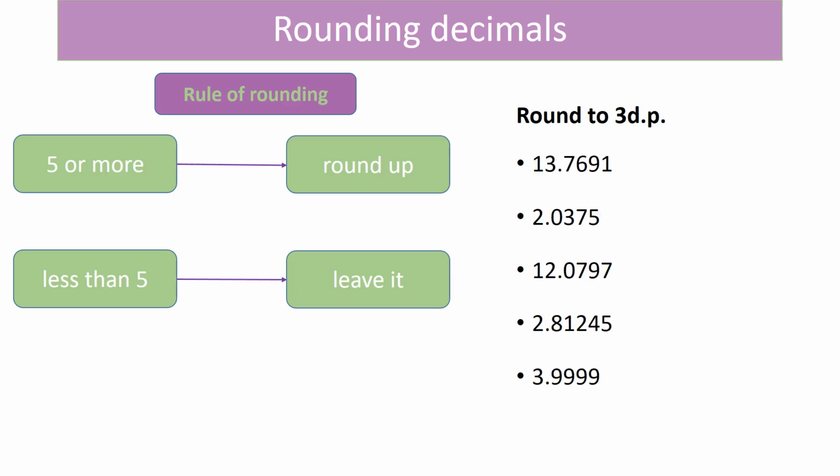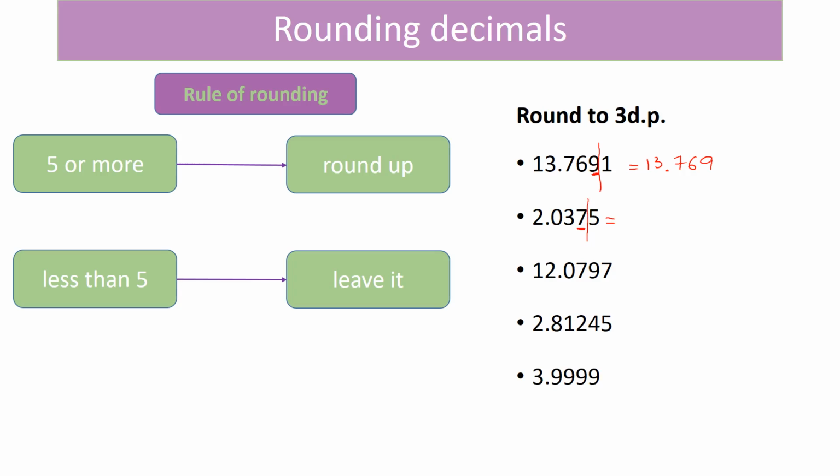And now we're going to look at rounding to 3 decimal places. So we need to count. So we've got 9, which is your third decimal place. So the number after that is 1. Because it's less than 5, I'm going to keep the number as it is. So that is 13.769.